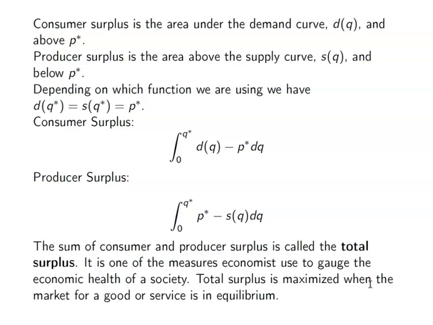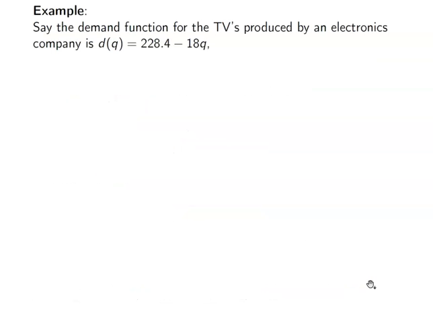The total surplus is maximized when the market for a good or a service is in equilibrium. So that's what's going to give us the maximum amount of total surplus, right? The max total surplus happens when we're actually at equilibrium. Okay, so let's go ahead and do an example.